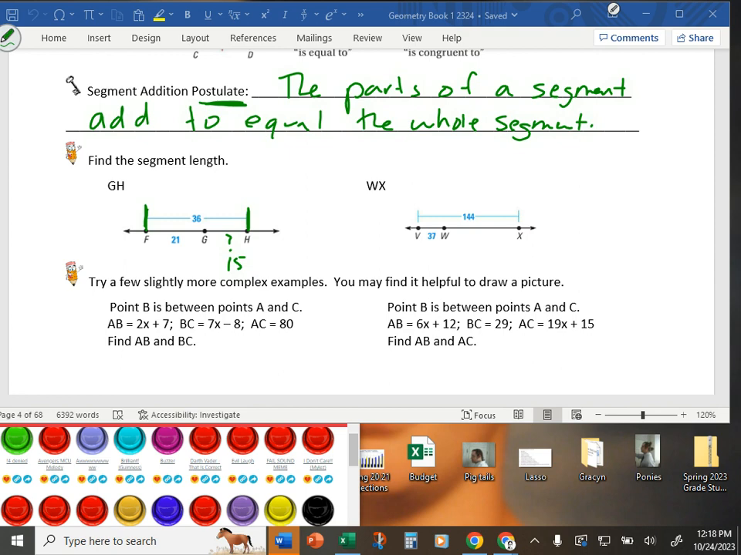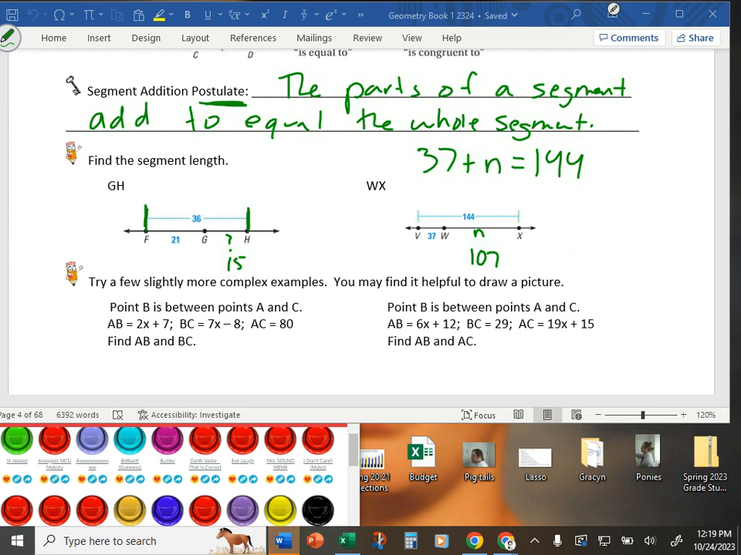Next one, same situation. From V to X is 144. From V to W is 37. The algebra here, if we label this a variable n, is 37 plus n. 37 plus what number is 144? What missing value makes the two parts of these segments add to be the whole? What do we get? 107. That's the theory behind the segment addition postulate.